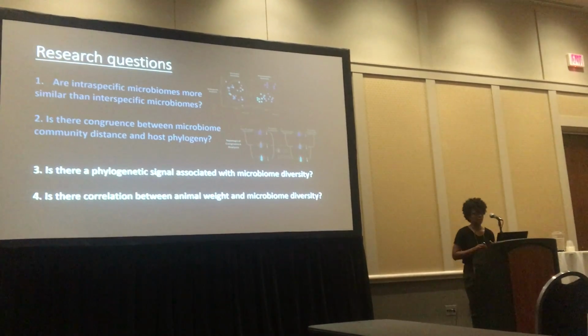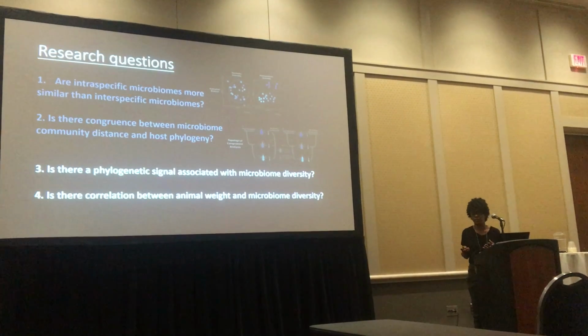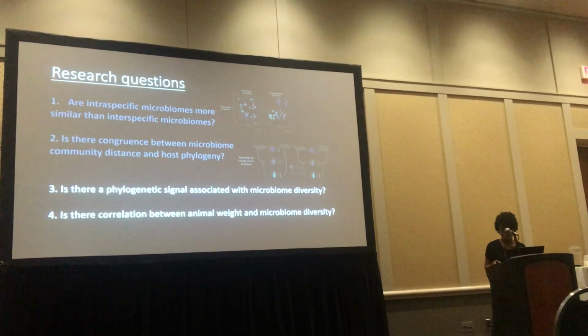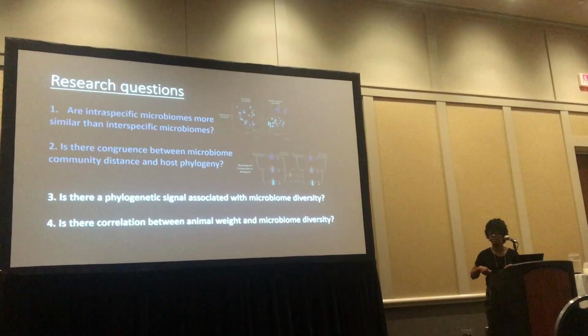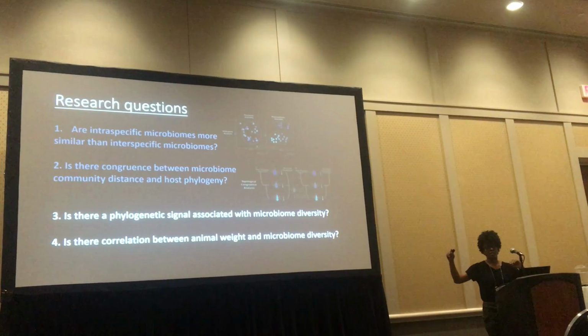So the second half of the talk, I wanted to focus on, is there a phylogenetic signal associated with any other aspect of the microbiome diversity? And is there a correlation between a trait and microbiome diversity, particularly in Rodentia? What is driving all those crisscrosses that we saw in the plot that I showed?